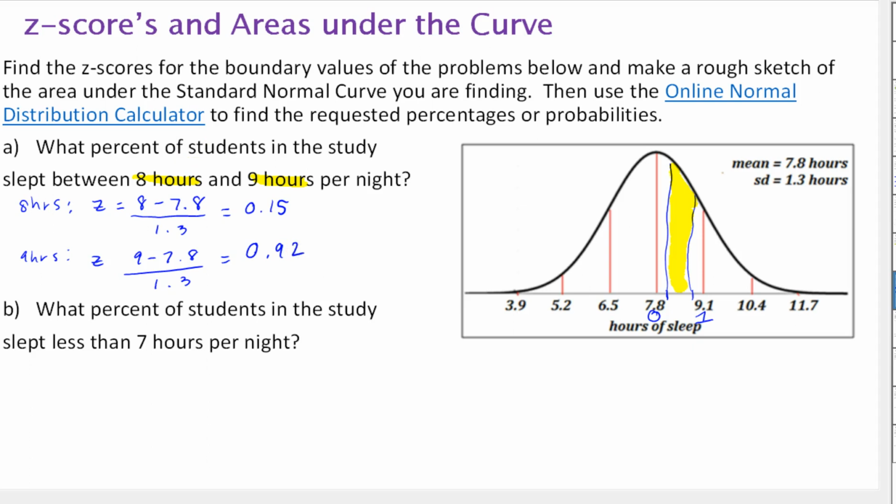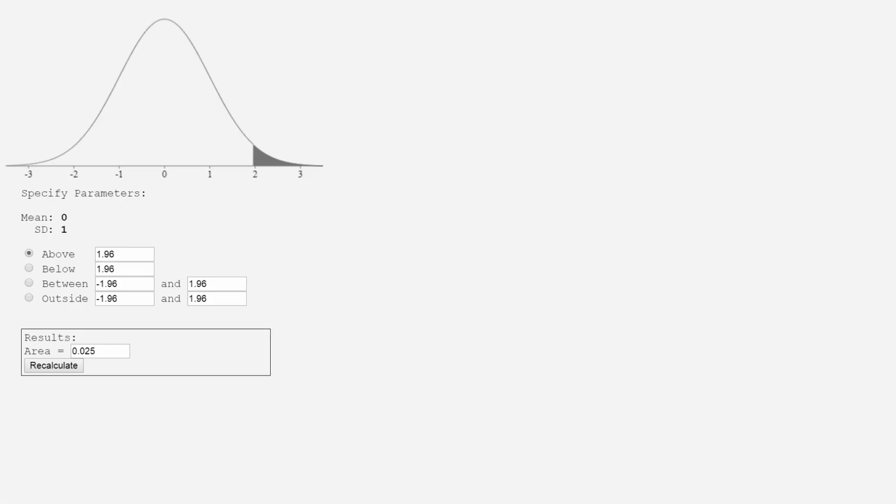Okay, now we're going to go to the normal calculator. So here's our normal calculator. The mean is set to 0 and the standard deviation is 1 because that's the standard normal curve. And we have 4 options here: above, below, between, and outside. So our values were between. All of these are set to 1.96. You don't need to change all of them.